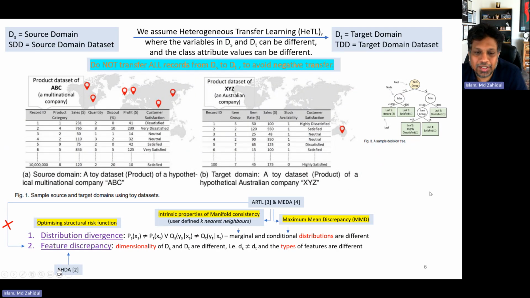Now, here is the first basic slide to explain our technique. First things first: transfer learning. What is transfer learning? I'm pretty sure that most of you already know, but just to quickly introduce, in transfer learning we assume that we have a small data set. In this case, let's say this XYZ data set here. Let's imagine that this is an Australian company, let's say a travel agency, and a travel agent serves their customers. They started collecting information about their customers to identify whether the customer is highly satisfied, satisfied, dissatisfied, highly dissatisfied, or neutral.